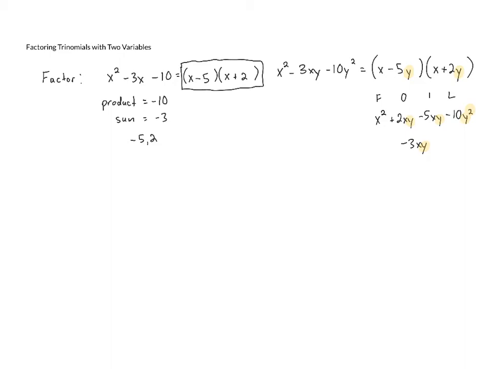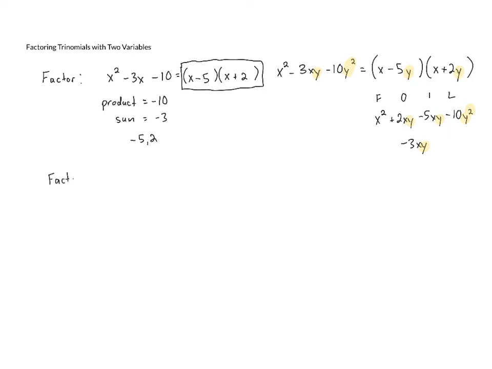So whenever we have an xy in the middle and a y squared, we can alter the original factorization, x minus 5 times x plus 2, by putting a y in each of those constant terms, and that's going to give us the y squared we need here and the xy that we need there. Let's take a look at a couple more examples to get some practice.